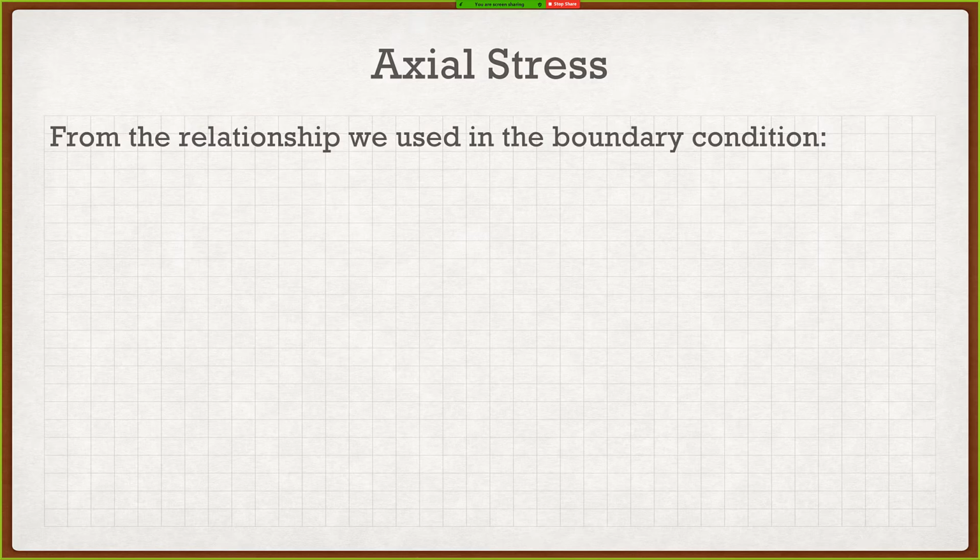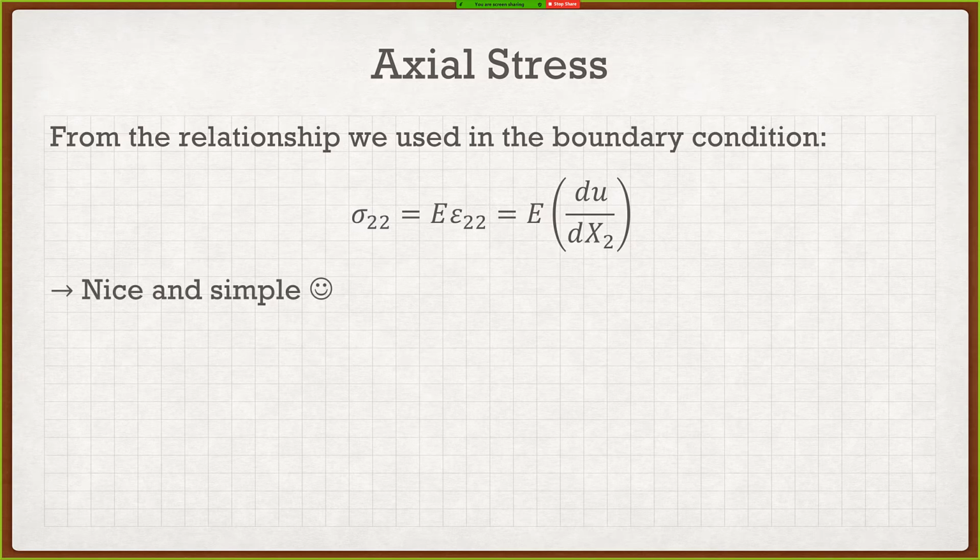Moving on to part C, it wants our axial stress. Again, this is pretty easy because from the relationship that we used in the boundary conditions, we know that sigma 22 is simply going to be our Young's modulus times the strain, which is going to be equal to E multiplied by the derivative of U with respect to x2. And since we know what U is at this point, this is nice and simple. So we're good to go.